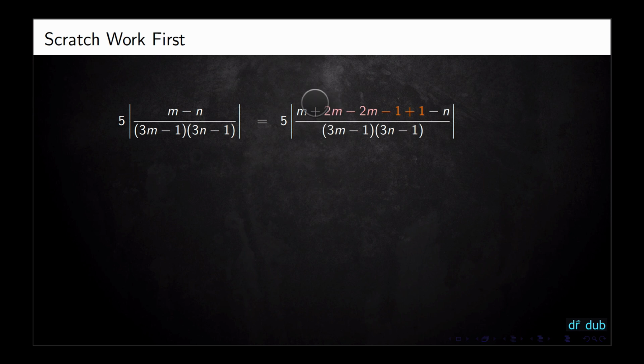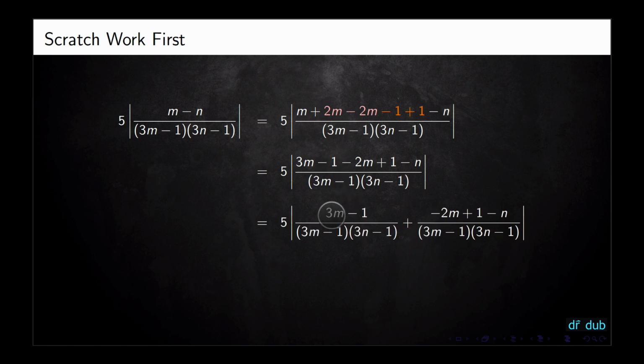To get a 3m minus 1 to cancel, I need to add 2m, which means I have to subtract 2m. And then to get the minus 1, I also have to add 1. So I do a little bit of addition here just to simplify things. 3m minus 1, the rest is negative 2m plus 1 minus n. Now I can split off that first term and cancel this 3m minus 1 and this 3m minus 1. Everything else stays over here off to the right. Once I cancel that term, I just have 1 over 3n minus 1.